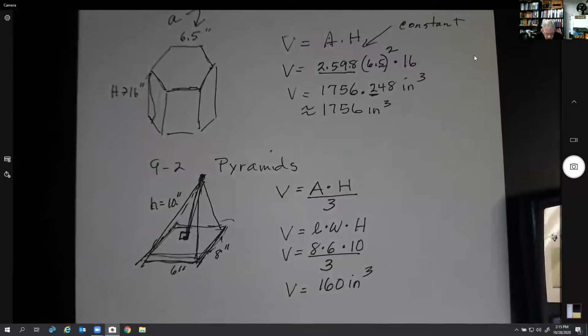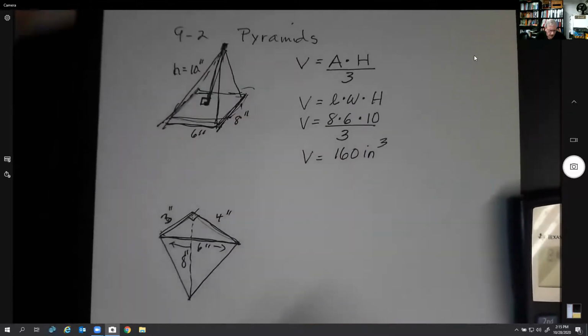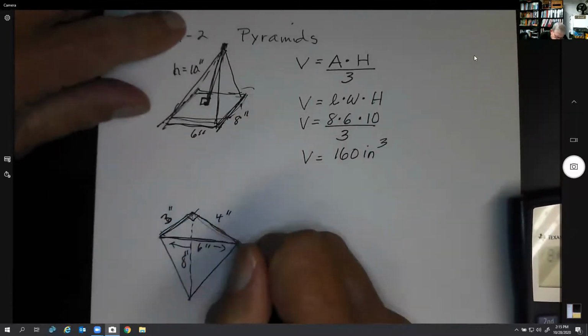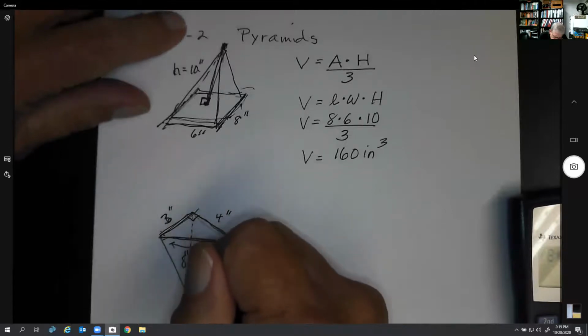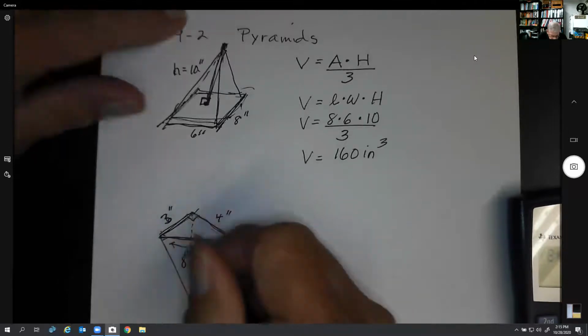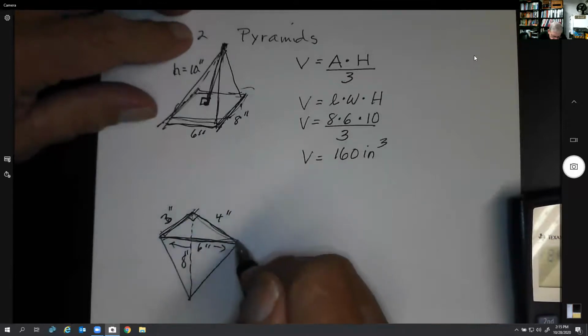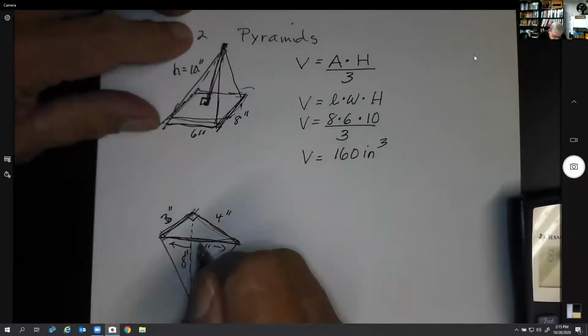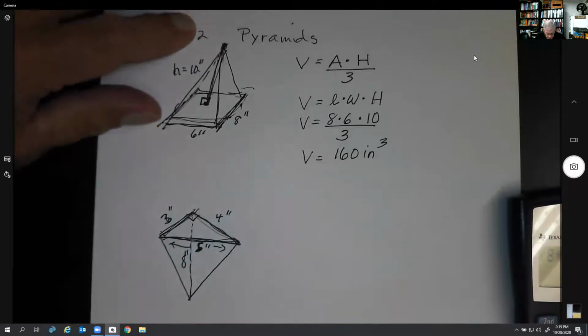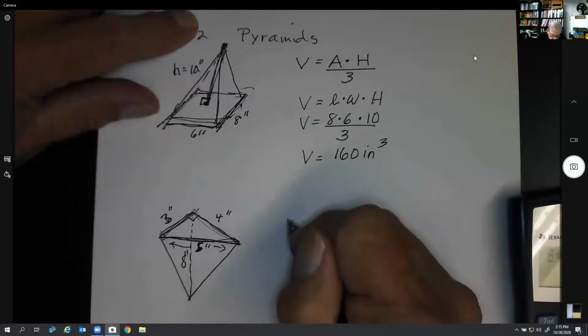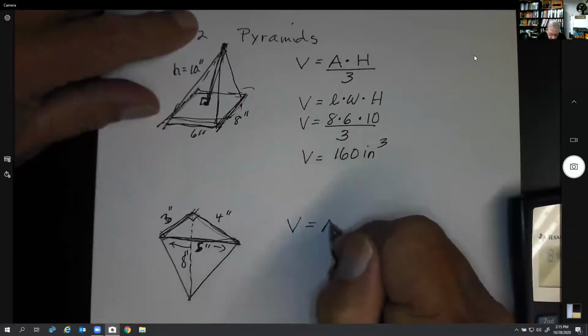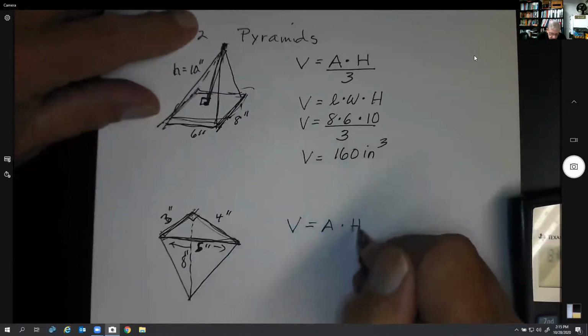Okay, the last one, not a great drawing. I had to draw it kind of upside down. So this is an upside down pyramid you can kind of think of. Not much of an artist here. This should actually be 5 inches. Okay. So we're going to find the volume is equal to the area times h divided by 3.